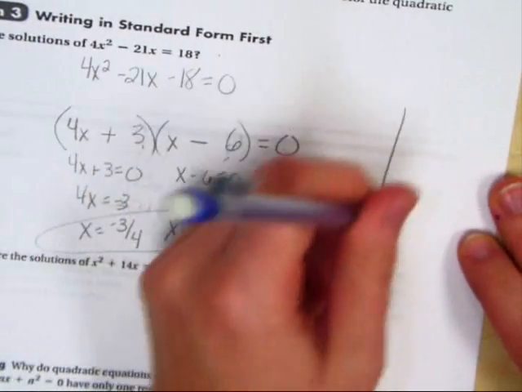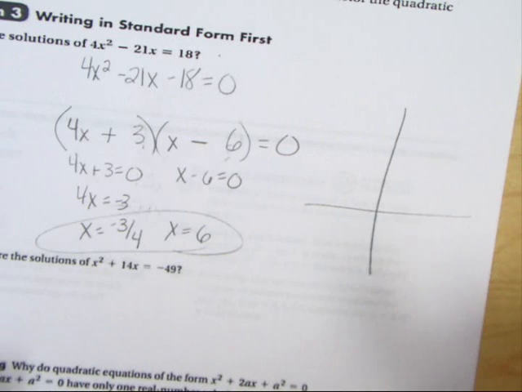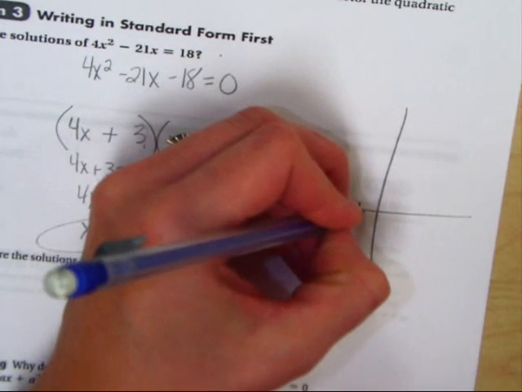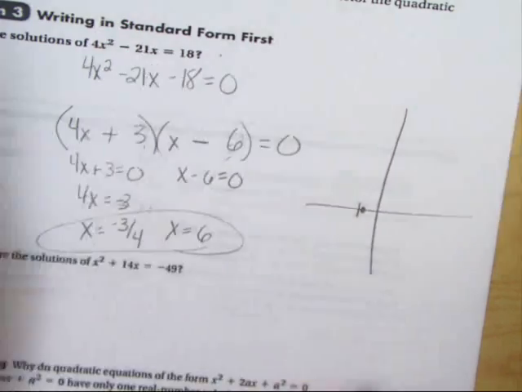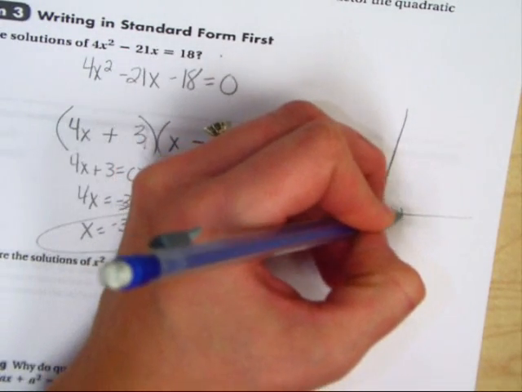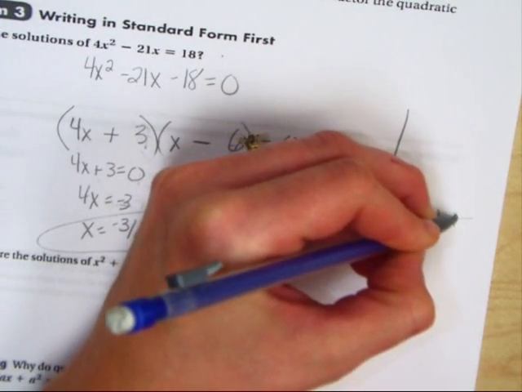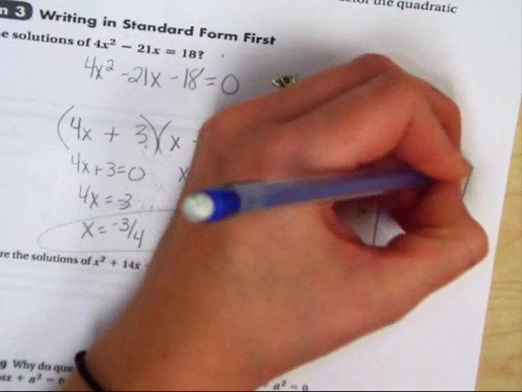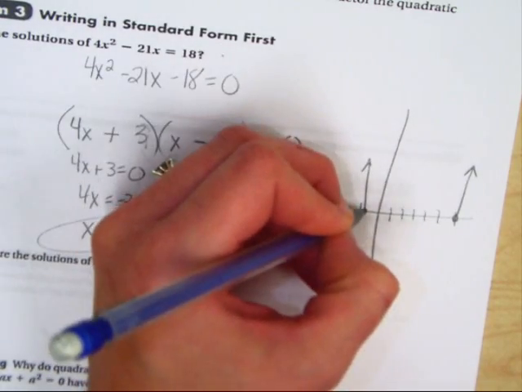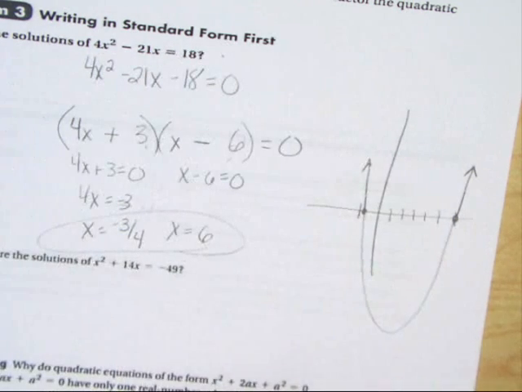Now let's make sure you're understanding what this means. This parabola, first of all, you should know that it opens up because the first number is positive. But this parabola is going to cross at negative 3/4 right there, and it's going to cross at 6 right there. So you should know your parabola is going to open up. It's going to take some U shape, and it's going to cross at those 2 points. Kind of an important fact to understand there.